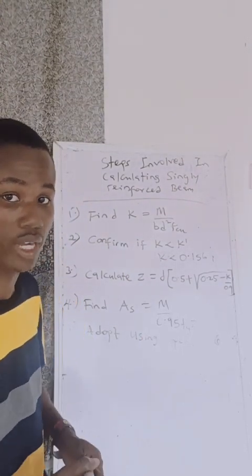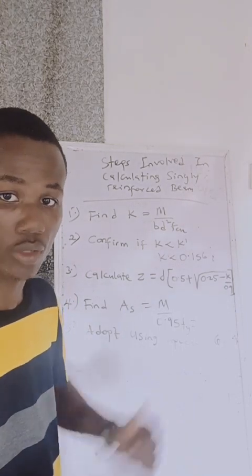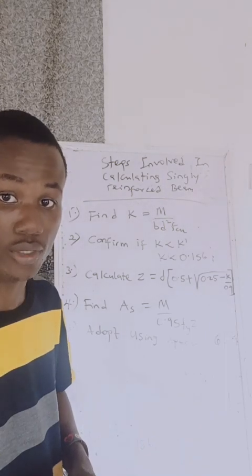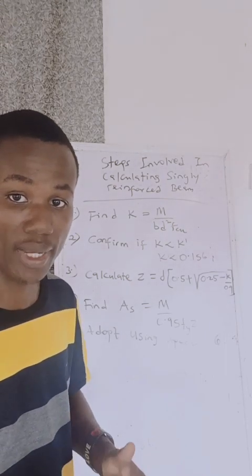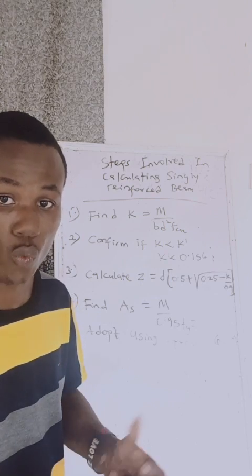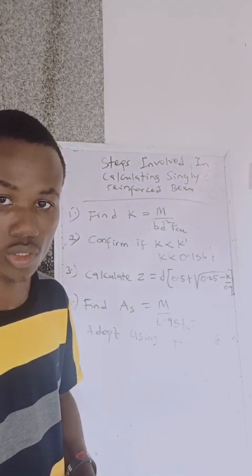Step one is to find your K, which is M over b d squared f_cu. Your M is talking about your moment. You'll be given your moment. While your b is talking about the width, and your d is talking about the depth.